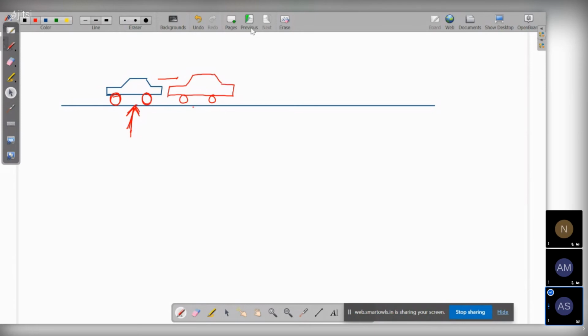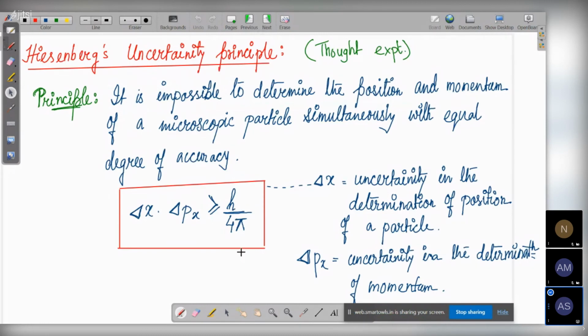Is it clear to everyone? Although we will read about Heisenberg's principle in more detail in tomorrow's class. There we'll try to understand it in more detail. So is this clear to everyone? Yes or no? This charge thing and the principle thing. Is the basic idea clear? Yes, sir. So we'll see it in more detail tomorrow. That's it.